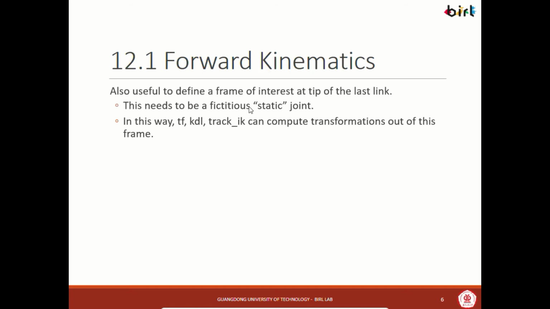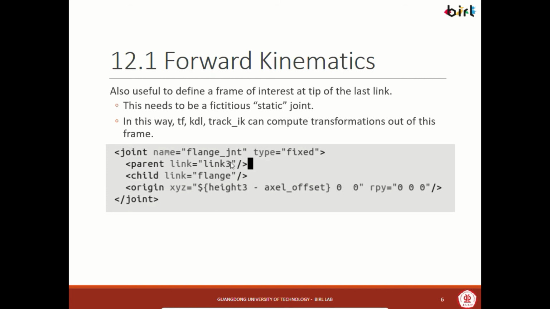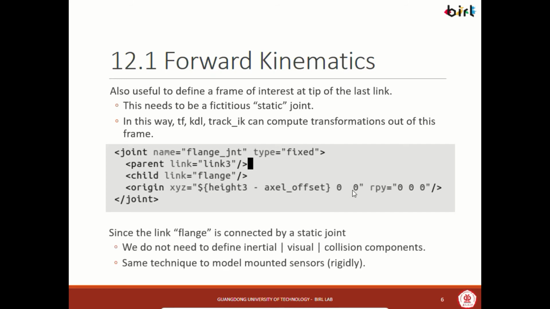So I'll show you the code in a second, but when we do that, we can use TF, we can use KDL, we can use TRIK, or we can use the code we're going to do here to compute transformations. So here's a fake or fictitious joint. We call it the Flange Joint, and it's going to be fixed. We have this parent link as link 3. We have a child link Flange, and it's just there. And that's going to help us compute the kinematics.